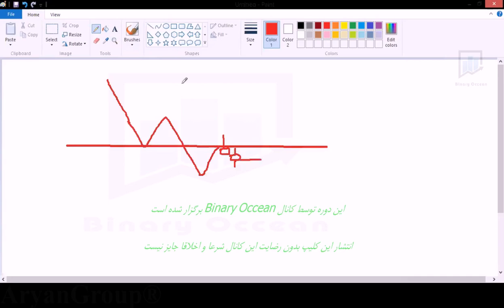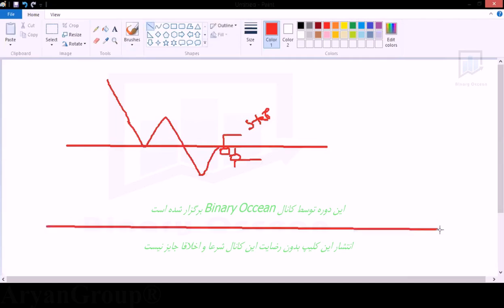This is our entry point, and above this wick is our stop loss point. Just above this wick or at this wick, it will be your stop loss point. This is your entry point. You can exit from the market if there is any strong reversal point in the market. Okay? If this is a strong reversal point, you can exit from the market here.